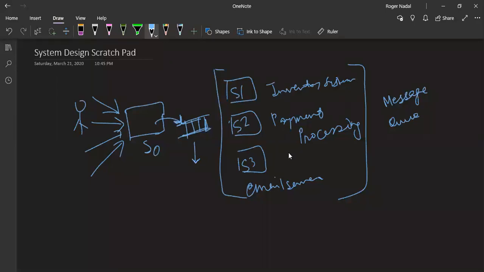But what if I just put them in a queue, like Roger mentioned, and return a response back that we accepted your order, but we'll notify you later based on inventory, payment, and other things. So now I can process them asynchronously at the speed at which I can process.